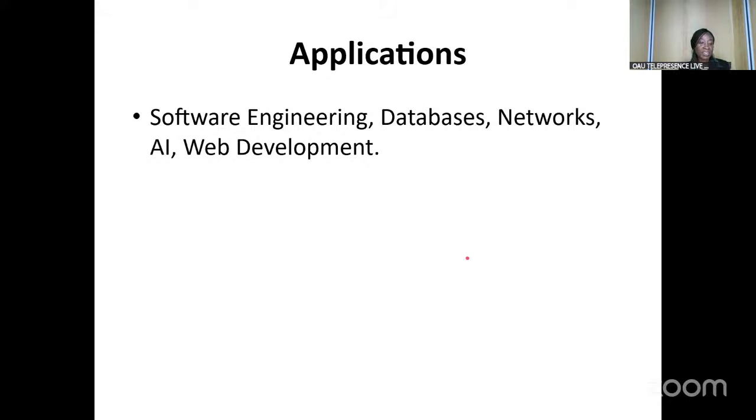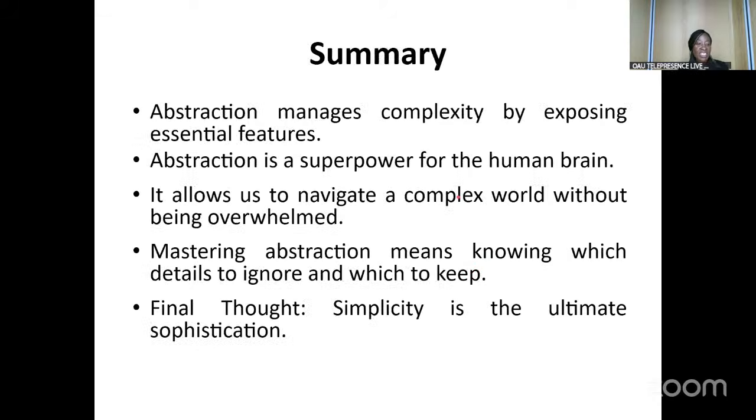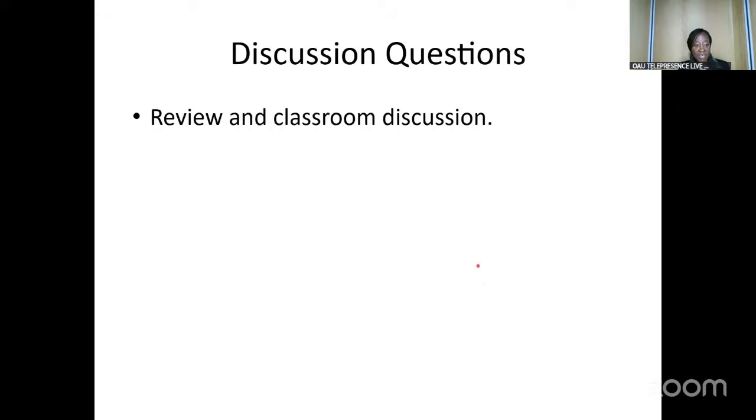That's the second one. So the summary is that abstraction manages complexity by exposing essential features. Abstraction is a superpower for the human brain. It allows us to navigate a complex world without being overwhelmed. Mastering abstraction means knowing which details to ignore and which to keep. And final thought, simplicity is the ultimate sophistication. So that's the summary of our course.